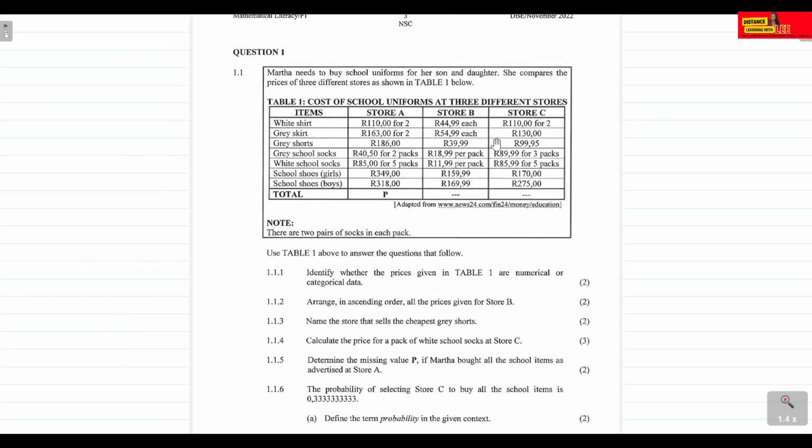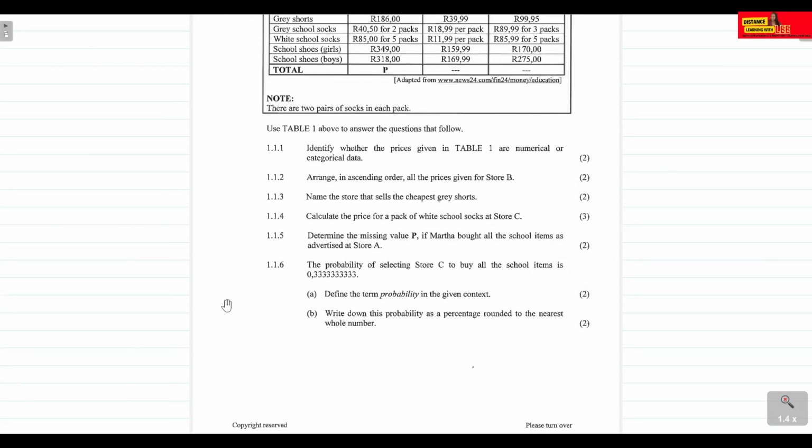It's store A, store B, and store C, and we're given the different clothing items of the school uniform. We've got the white shirts, gray skirts, gray shorts, gray school socks, white school socks, school shoes for girls, school shoes for boys. Then we are given the final row here. So what do we need to do to get the total? You basically need to just add up all these values together. We are also given here, note there are two pairs of socks in each pair. Use table 1 above to answer the questions that follow. So let's have a look at the questions that are given to us.